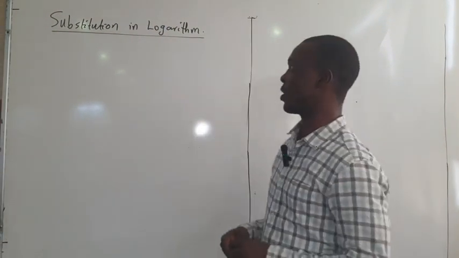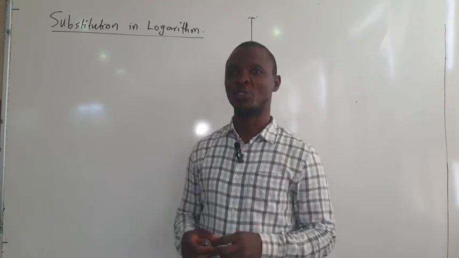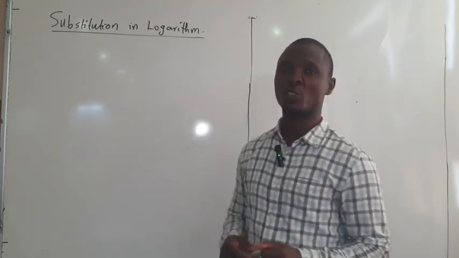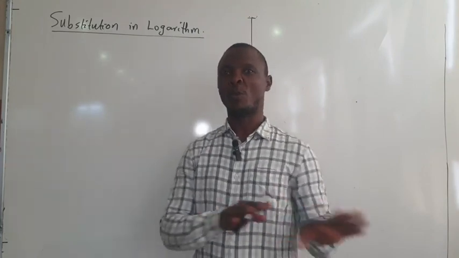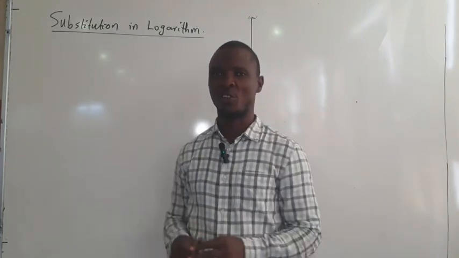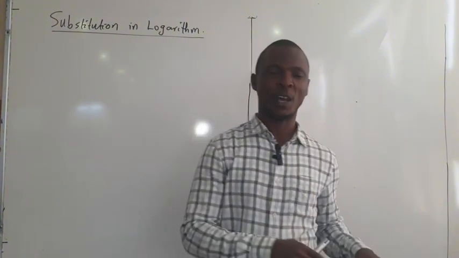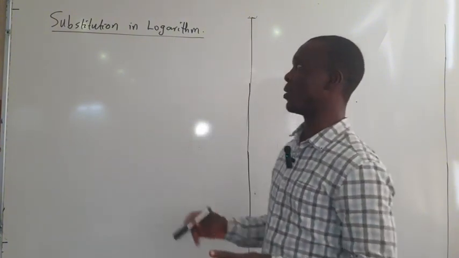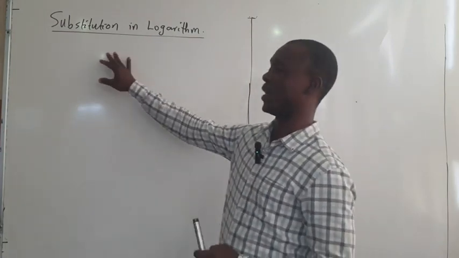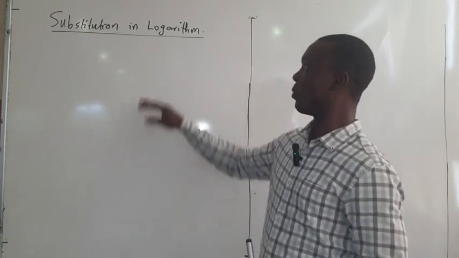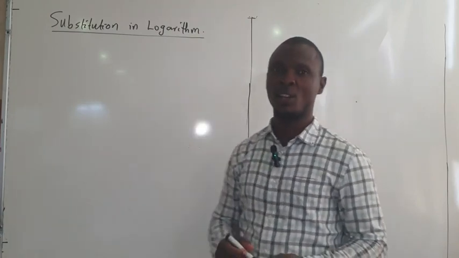In today's class, we are going to be looking at substitution and logarithm. As we know, logarithm is of two parts. We have the common logarithm and the natural logarithm. So we have the one with our four-figure table and the one without four-figure table. Today we are going to be looking at the one without four-figure table, which is substitution and logarithm.